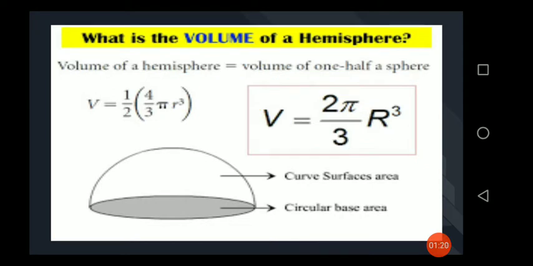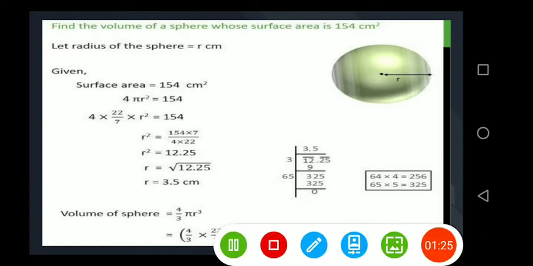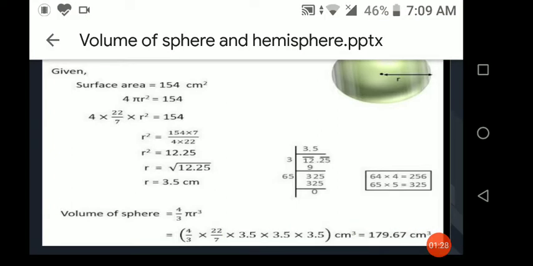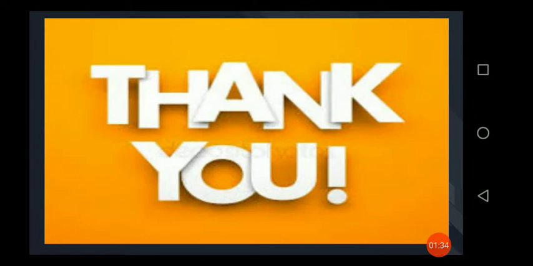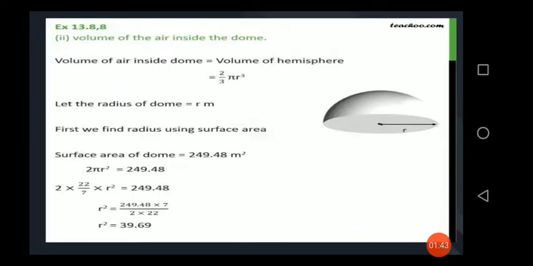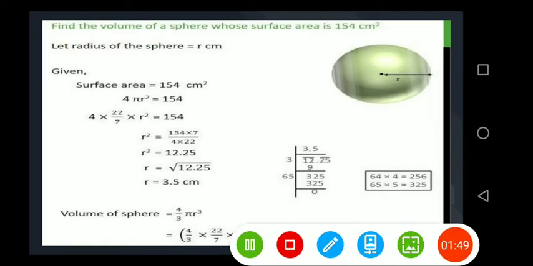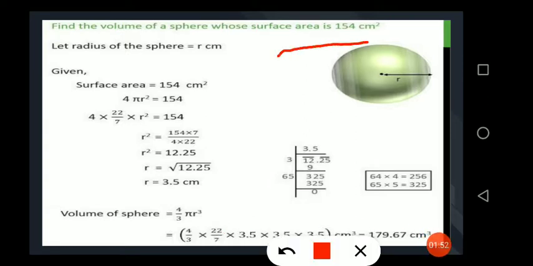Now let's solve some questions based on this topic. The first question says: find the volume of a sphere whose surface area is 154 centimeter square. Surface area is given and we have to find its radius. So let the radius of the sphere be r.